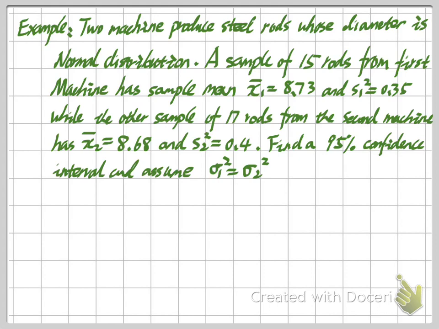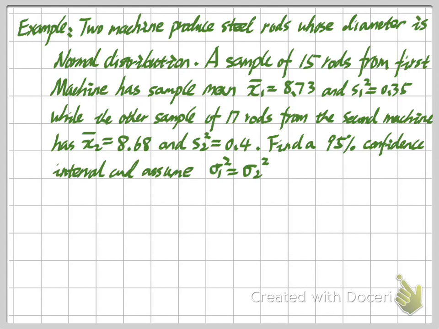So now the question is how we can find the confidence interval for the 95%. And please remember here we assume sigma 1 square is equal to sigma 2 square. So to finish this question, we can use our formula to get the left endpoint and right endpoint of our confidence interval. But before that, the first thing we need to do is compute our pooled sample variance, our S square P.